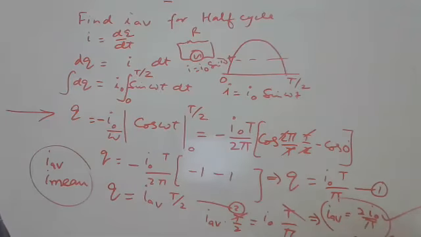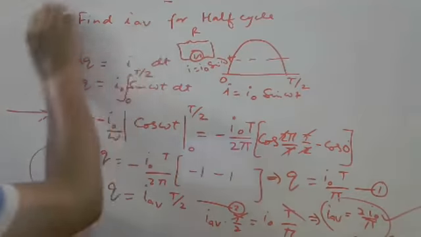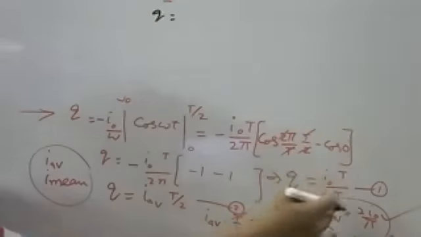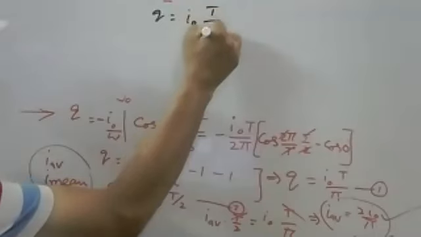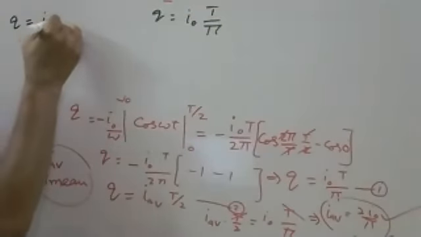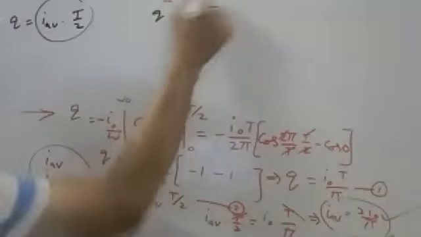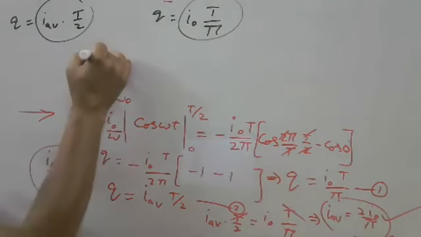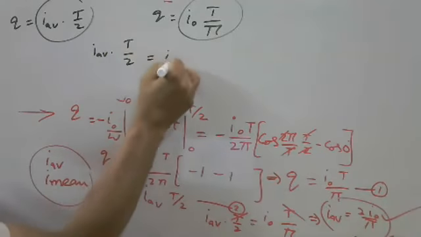Yes, Adit. Sir, from the last equation, q equals I naught T by pi, please explain from there onward. Okay, there are two equations. First equation is q is equal to I naught T upon pi, and the second equation is q is equal to I average into T by 2. You just equate these two things. So I average T by 2 equal to I naught T by pi.